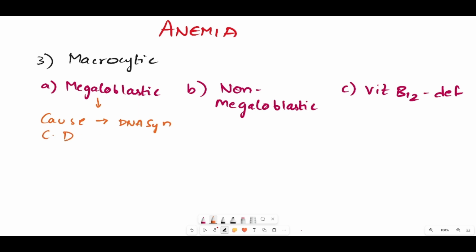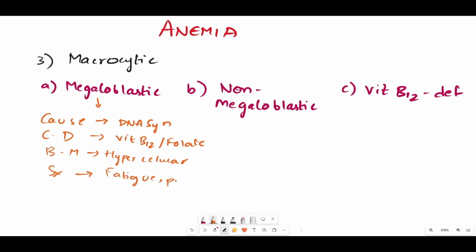Coming to the common deficiencies, this can occur due to deficiency of vitamin B12 or folate. The bone marrow will look hypercellular and certain megaloblastic changes will be seen. Coming to its symptoms, the person will feel fatigue and pallor, and if they have vitamin B12 deficiency, certain neurological symptoms are seen.